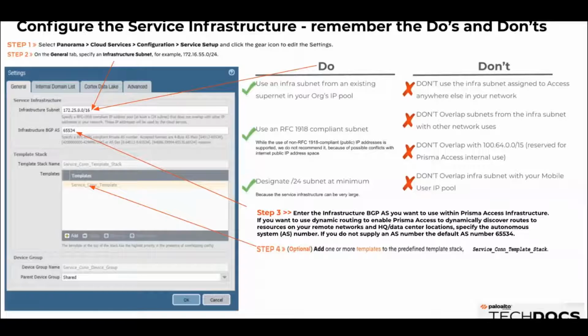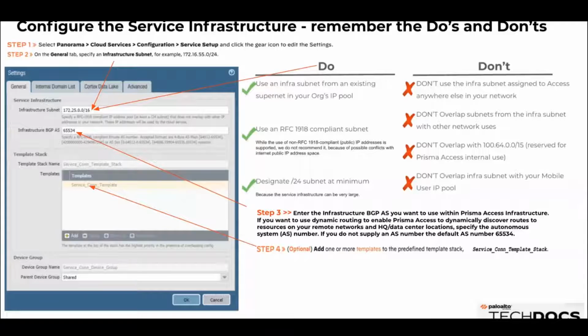plugin. Click on that, go to the configuration section, and in the settings, a dialog box will open where you will define your infrastructure subnet. As I mentioned earlier, /24 is a minimum requirement, but you can define a larger pool also depending on your need and how big your user base is.